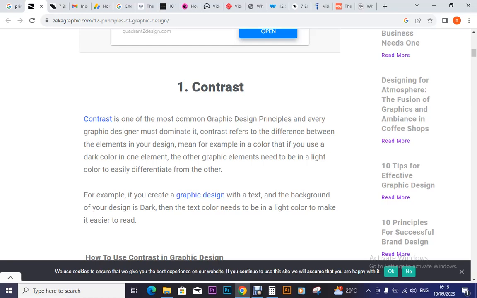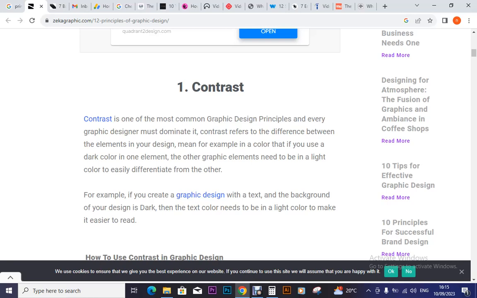So now, contrast is one of the most common graphic design principles, and every graphic designer must dominate it. Contrast refers to the difference between the elements in your design. For example, in a color, if you use a dark color in one element, the other graphic elements need to be in a light color to easily differentiate from the other.